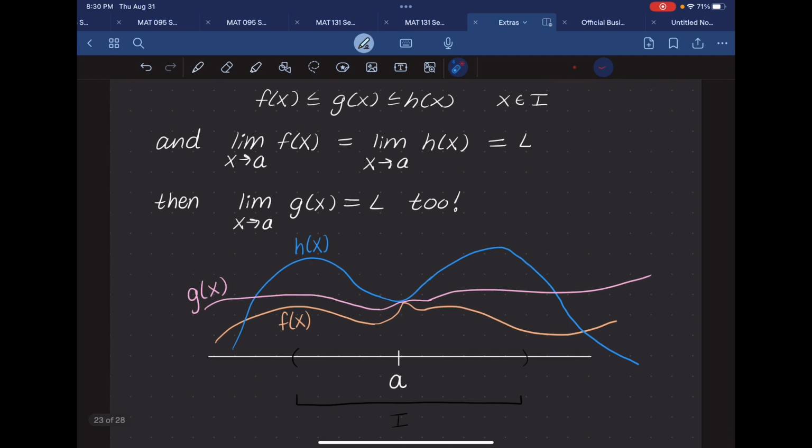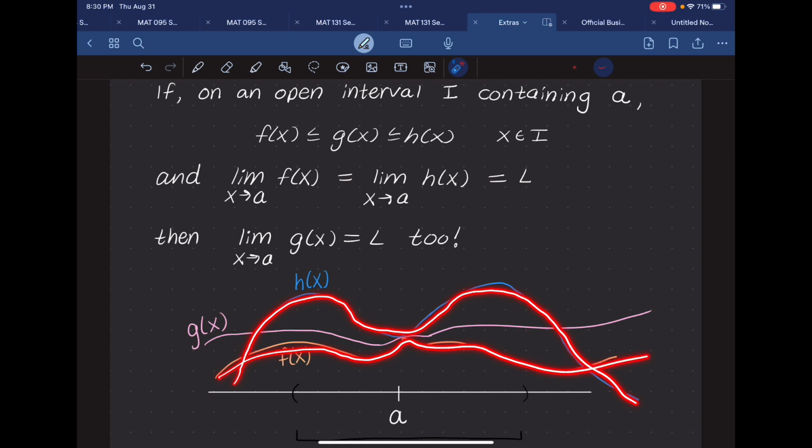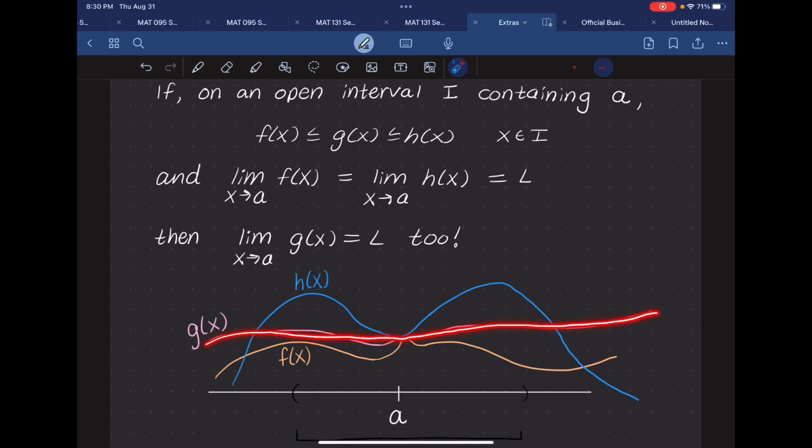And so graphically, this might make a lot more sense. So basically, we have this function h of x and this function f of x. And g of x is squeezed right in between them. And so if h of x and f of x meet up at this point a and they have the same limit, then g of x has to go there as well. There's basically no other place that g of x can go except for at this point, because otherwise it would contradict this inequality.